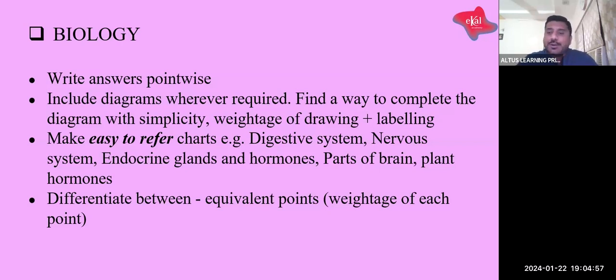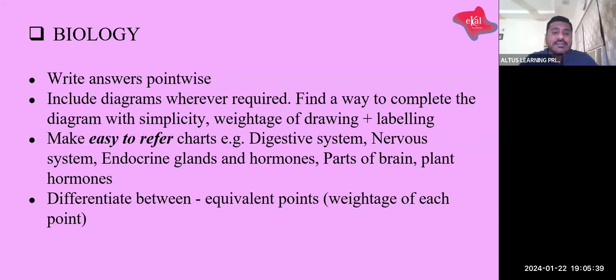There are endocrine glands and hormones. So whenever you are making easy to refer charts, it is very helpful for you to memorize the hormones secreted by the glands or the enzymes secreted by the digestive glands. There are different parts of brain and subparts. The brain is divided into three parts and there are subparts in each of the three parts. So whenever you are making a chart, it will be very easy for you to memorize. There are plant hormones as well in control and coordination.